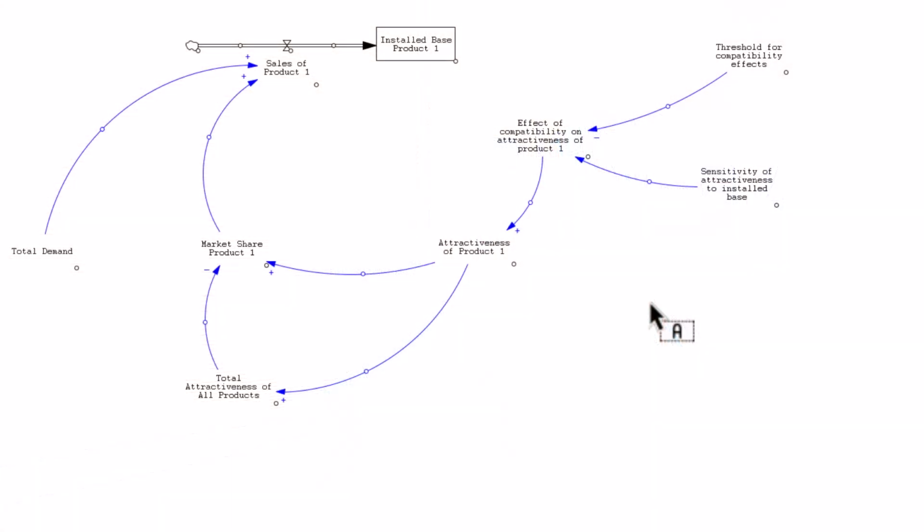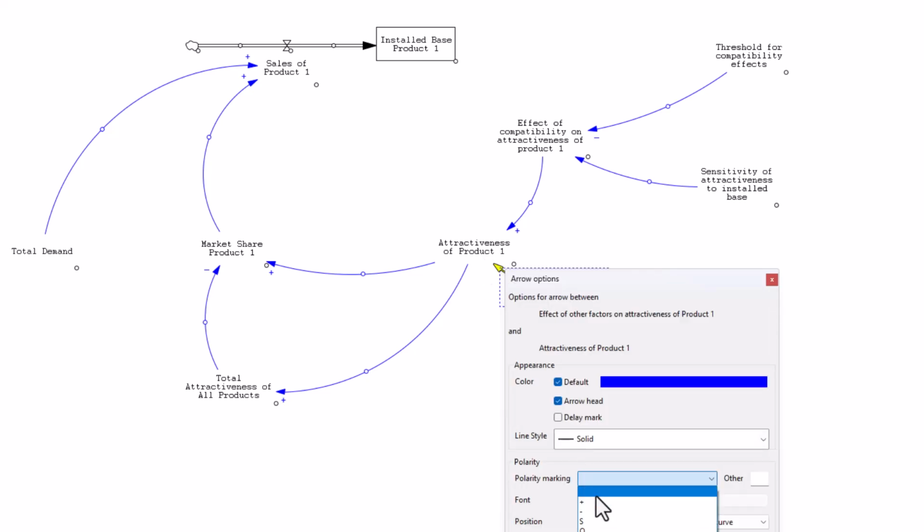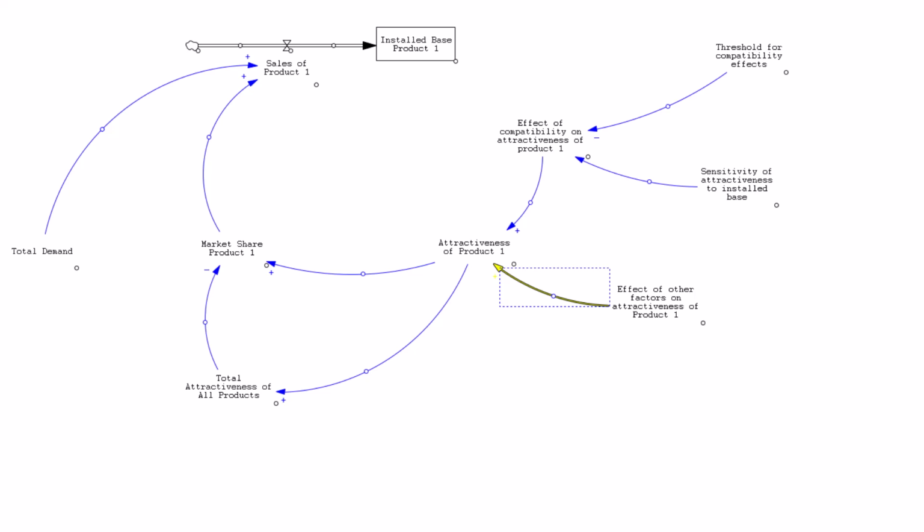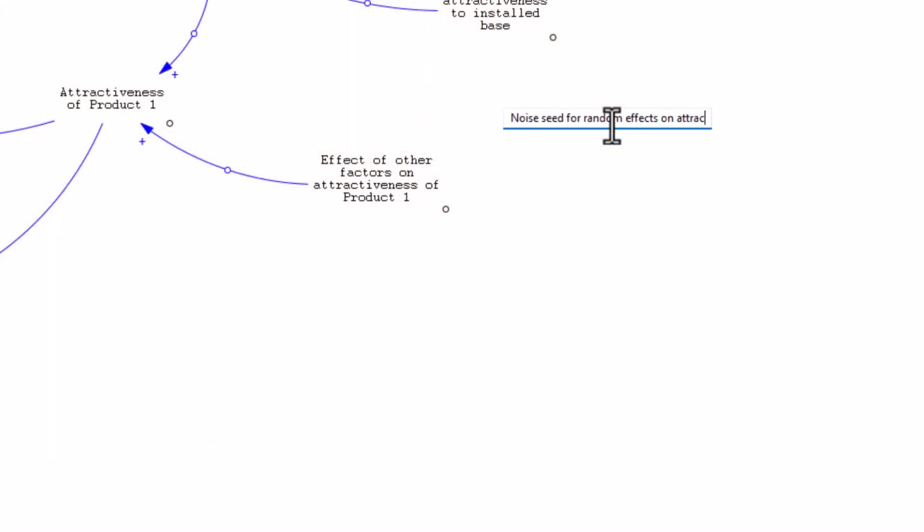Next, we'll add in a generic term to account for the effect of other factors on the attractiveness of product 1. So this is just lumping together all the other things that may affect it. Now remember, this is just a simple model. And for our model, we will want to introduce some random effects, so the two products can go in different paths. This is the equivalent of random numbers for selecting the black or white stones in the Polya process. We'll add in a noise seed for random effects on attractiveness of product 1, and we'll add in a standard deviation of random effects on attractiveness.